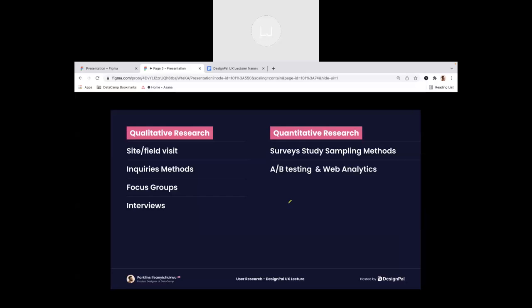UX audit is not the same as qualitative. It's not the same as quantitative and qualitative. UX audit is like a review of the website, matching those reviews based on certain objectives that must have been set before the UX audit. So it is basically testing things based on UX heuristics and accessibility and best practices.